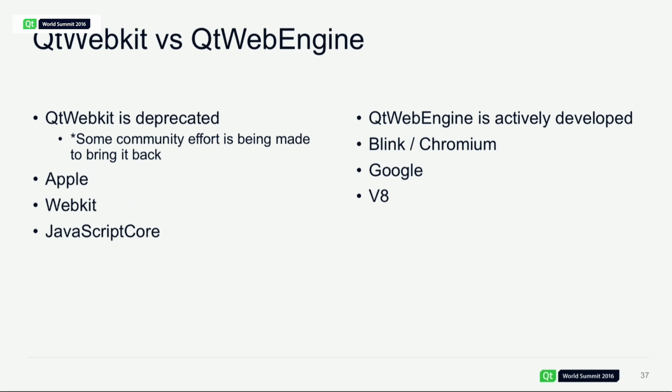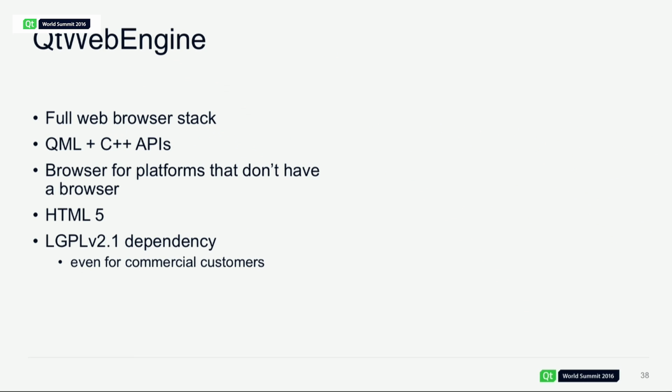WebKit is Apple's thing, and WebKit plus JavaScriptCore is what QtWebKit was based on. Alternatively, we have since moved to QtWebEngine, which happened after the WebKit-Blink split, and we have Chromium as the backend for QtWebEngine, with V8. So the QtWebEngine API is about embedding a full web browser stack into your application, which of course sounds huge. It is huge. It's a big dependency.